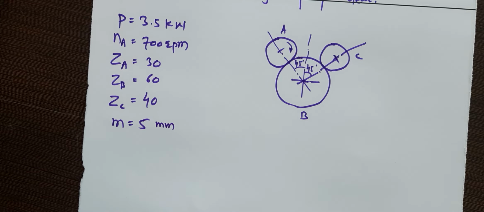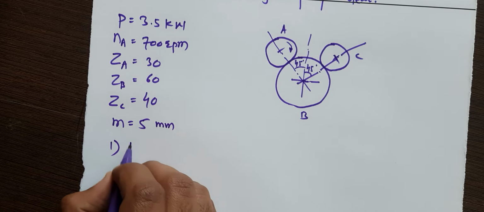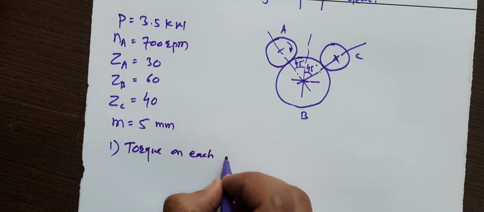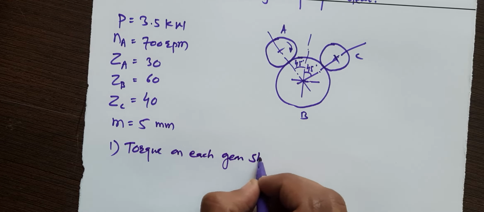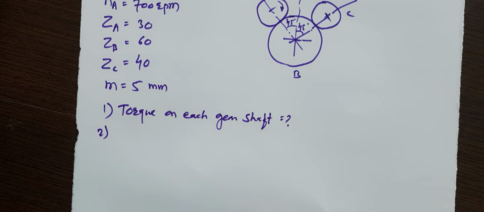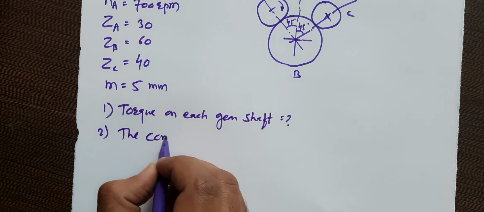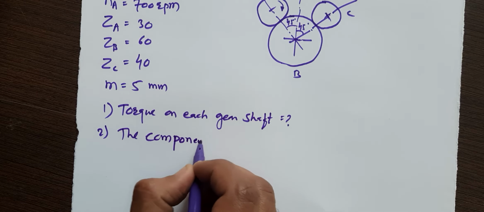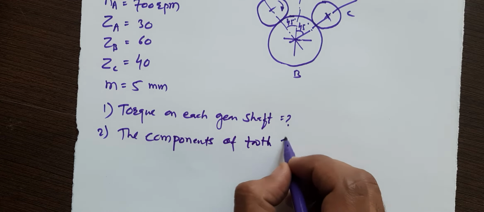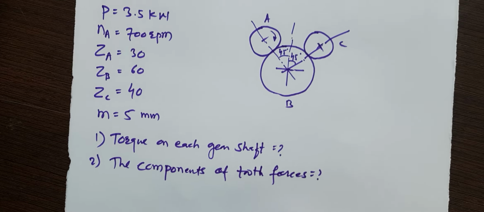Calculate the torque on each gear shaft. So first we need to calculate torque on each gear shaft, and second the components of tooth forces. Components of tooth forces means here tangential and radial, two components are there.